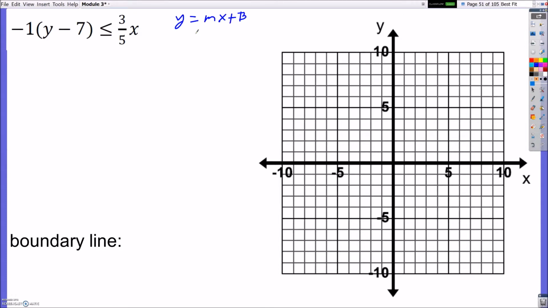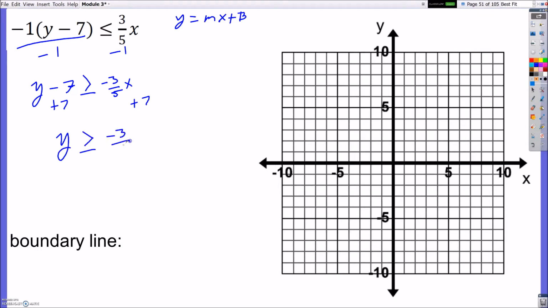The first thing I want to do is get y all by itself. So I'm going to divide both sides by -1. This will give me y minus 7 is less than or equal to, oops, I already made a mistake. Since I divided both sides by -1, that less than sign will flip to a greater than or equal to sign, and it'll be -3/5x. Then all I do is add 7 to both sides. So I'm going to have the equation y is greater than or equal to -3/5x plus 7.